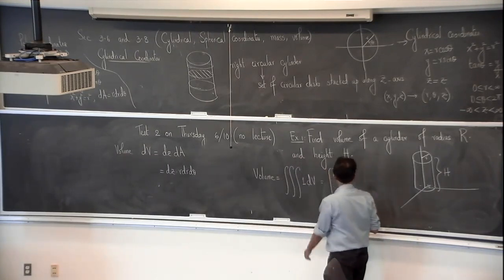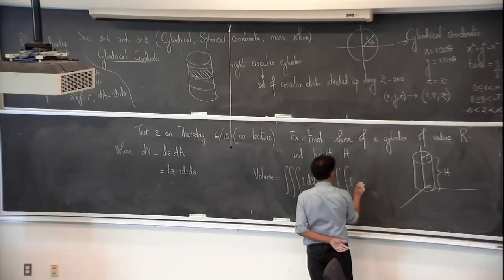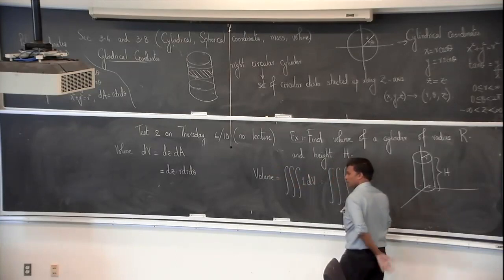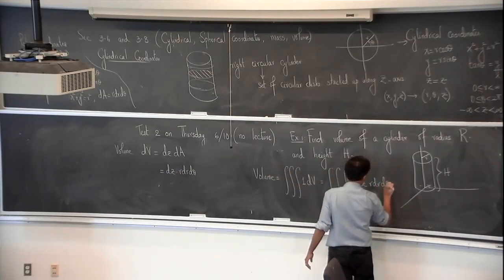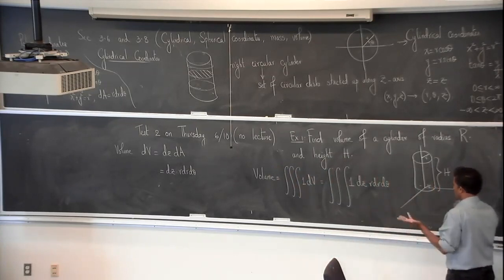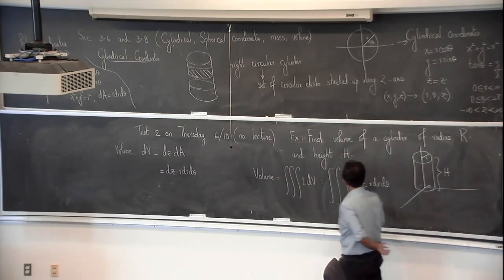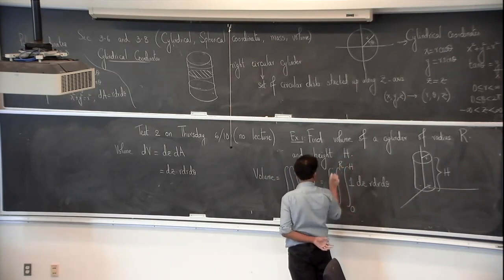All right, so that's going to be 1 dV is dz, which is the height, and the r dr d theta for the base area. And we are taking the entire cylinder, so there is nothing cut out from here. So z goes from 0 to h, that is the height. R goes from 0 to capital R, theta goes from 0 to 2 pi.